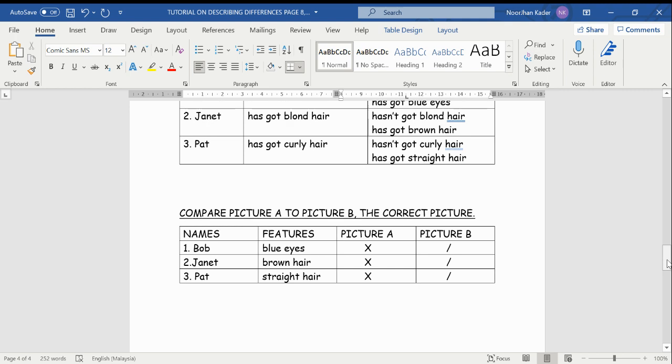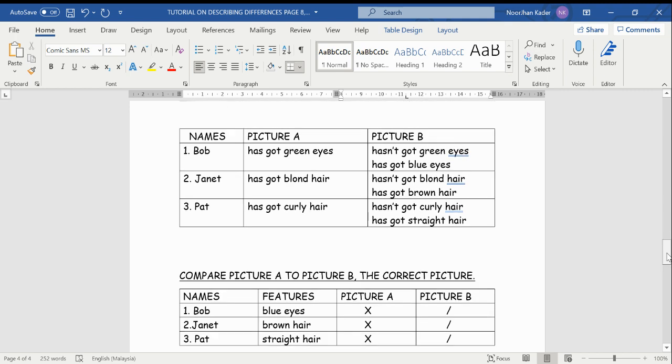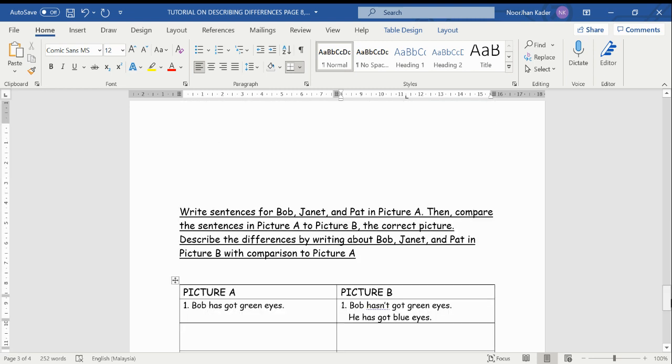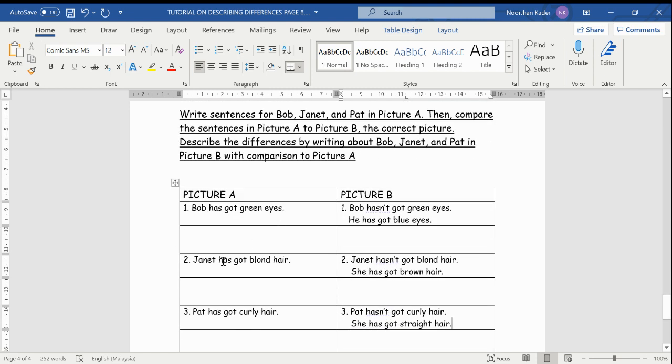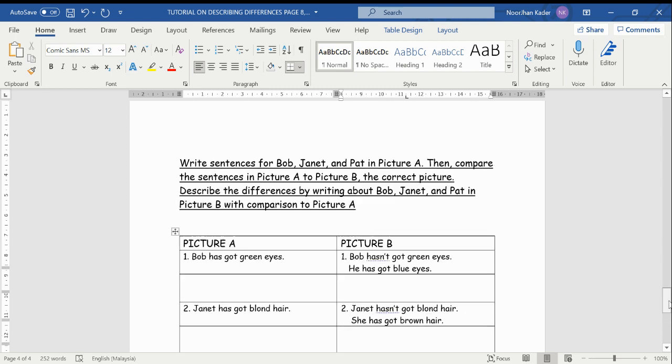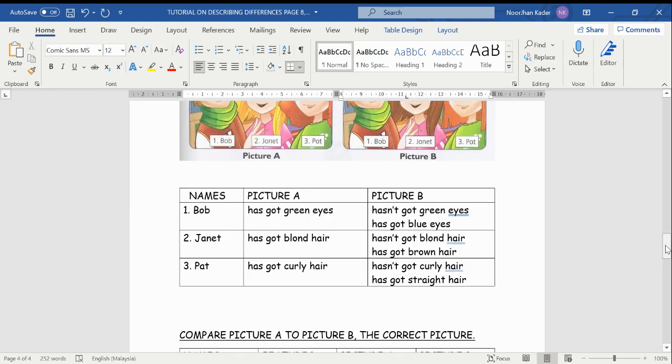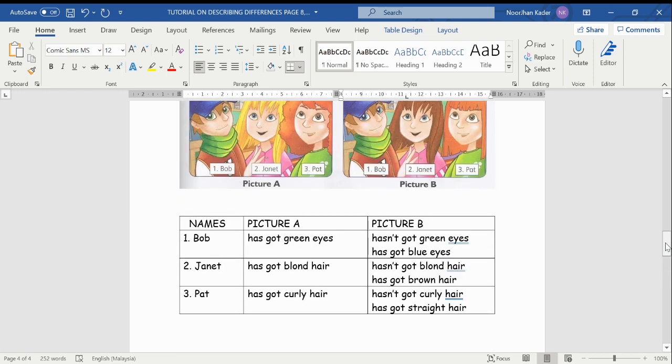Okay. Bob has got green eyes. Janet has got blonde hair. Pat has got curly hair. This is from picture A. But these phrases are incorrect. The correct ones are here. So let's check the first one, picture A first. Bob has got green eyes, Janet has got blonde hair, and Pat has got curly hair. So when we write for picture A correctly, then only can we refute for picture B. Refute the features in picture B.